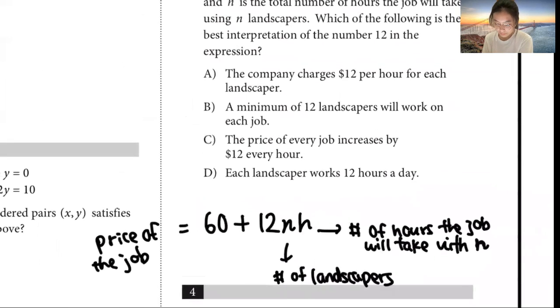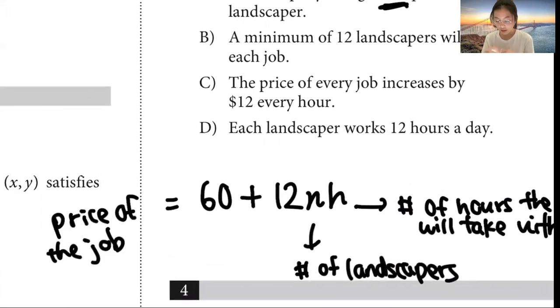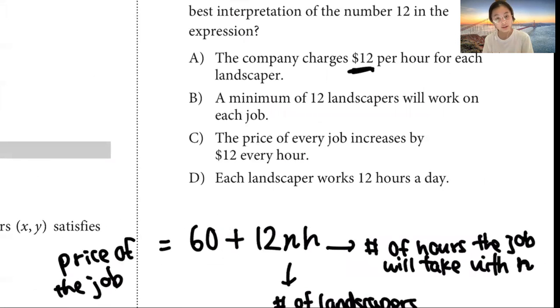Let's go over everything. A: The company charges $12 per hour for each landscaper. Well, that sounds okay because it's saying $12 per hour. It directly mentions the dollars, which is what the equation should equal to, because it's the price of the job. At the very end, it needs to be dollars, right? Because 60 is already dollars. So you need to add a dollar to a dollar, right? You can't just start with adding the number of landscapers directly to the dollar, because that's going to mix up the whole unit and everything. So $12 per hour for each landscaper. Well, that sounds okay. So let's just put a line there.